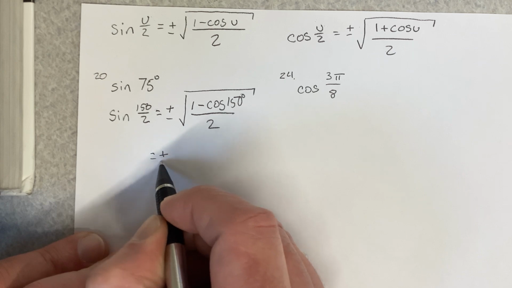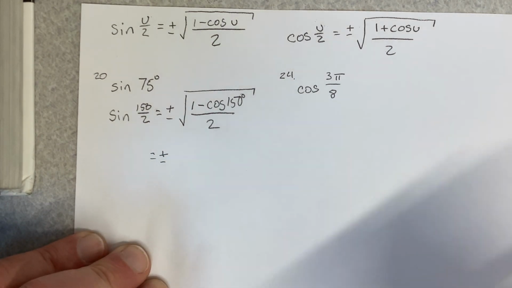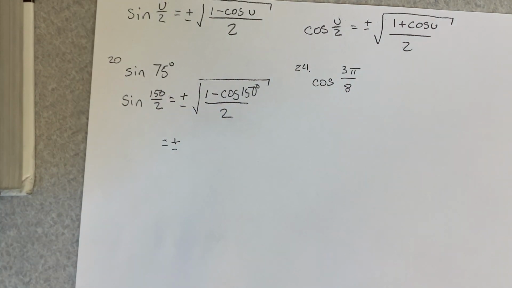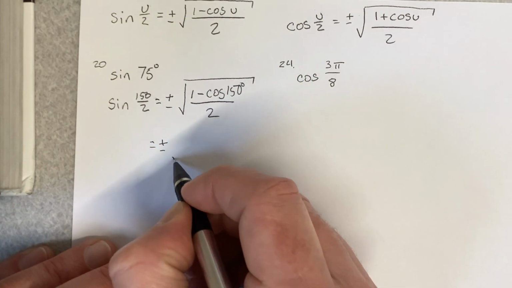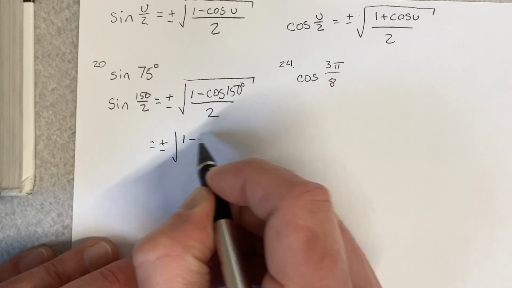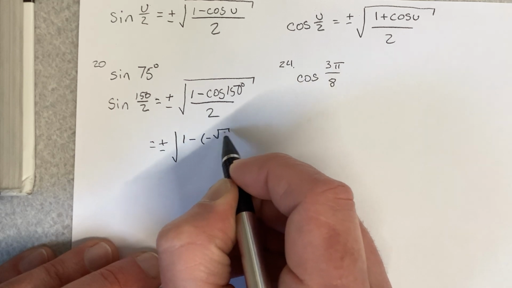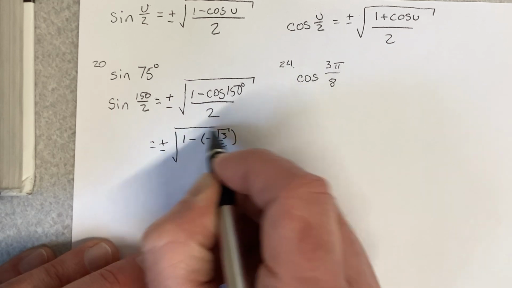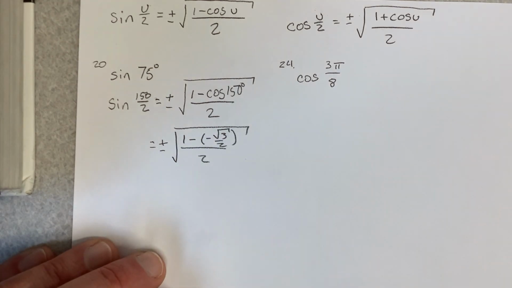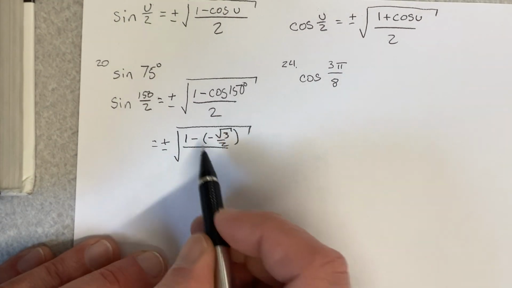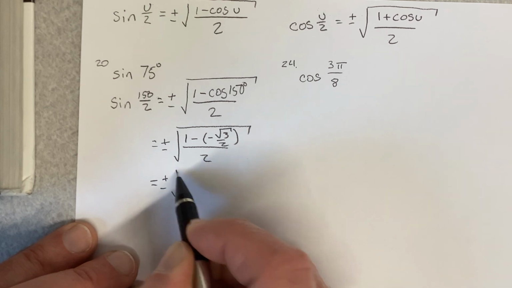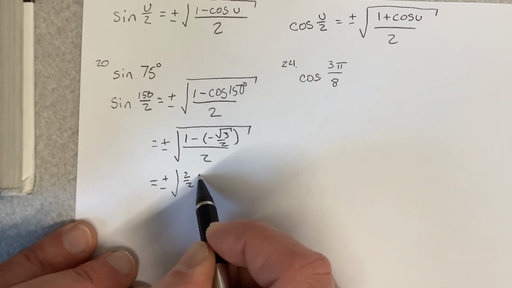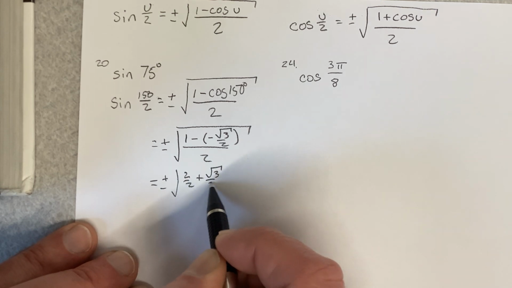So I'm going to keep carrying that around for right now. Then, right, cosine is our x values. So the x value at 150 would be negative radical 3 over 2. So be careful with your signs. This is 1 minus a negative radical 3 over 2, and that's all over 2. So then I'm going to get a common denominator here, and so then we would have this.